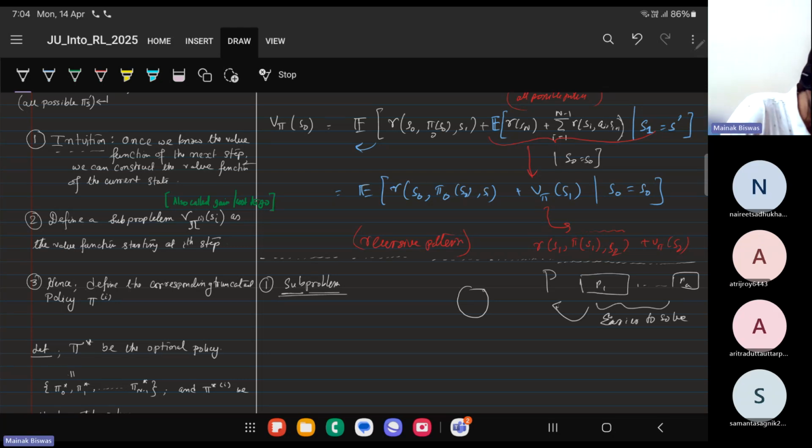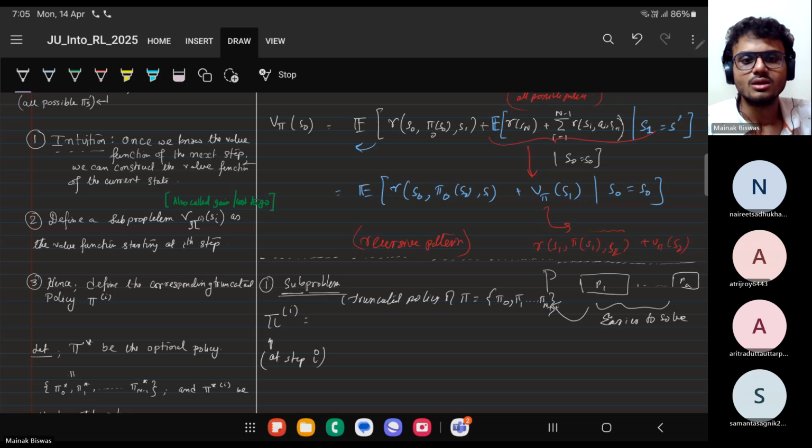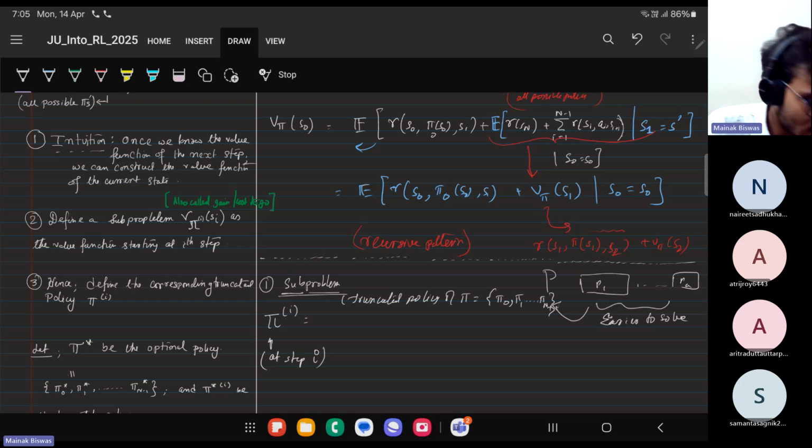So first of all, we'll define the subproblem. The subproblem is defined this way. Say we define a truncated policy pi i of pi, which was equal to pi 0, pi 1, dot, dot, dot, pi n minus 1. So can you tell me what would be the truncated policy at step i? At step i, whatever steps are remaining, those policies.